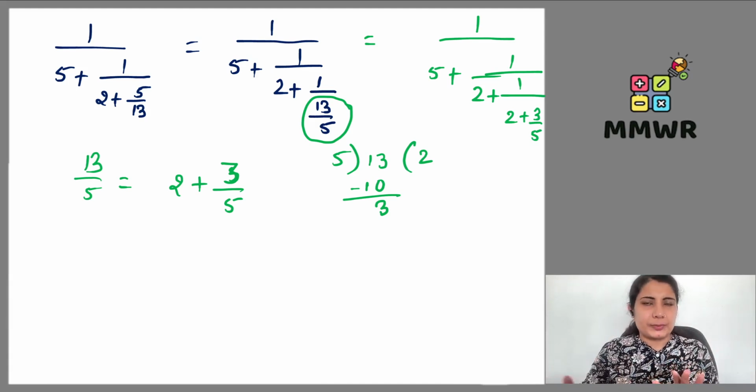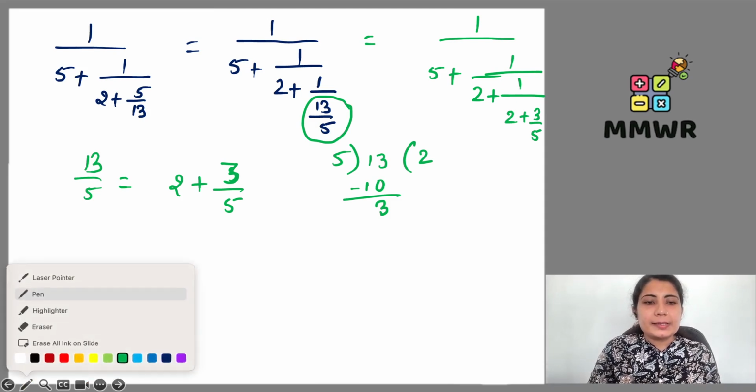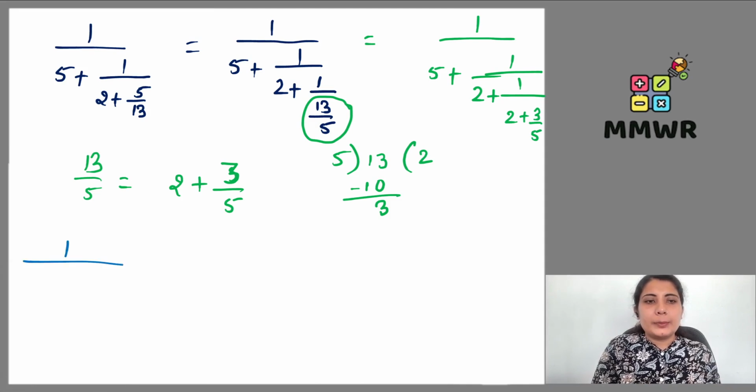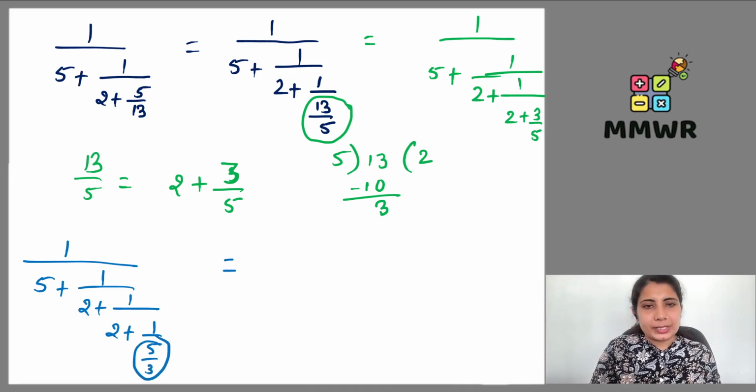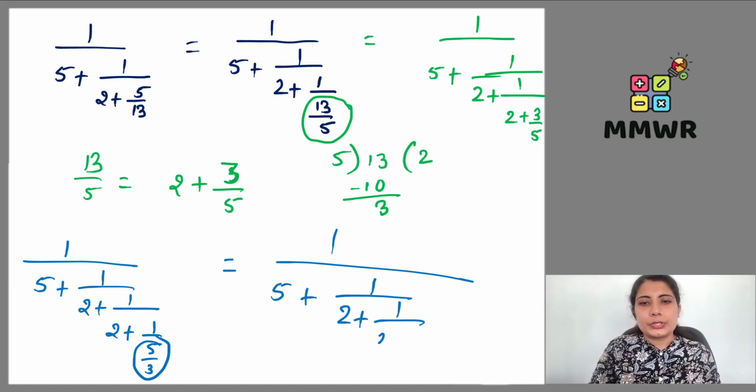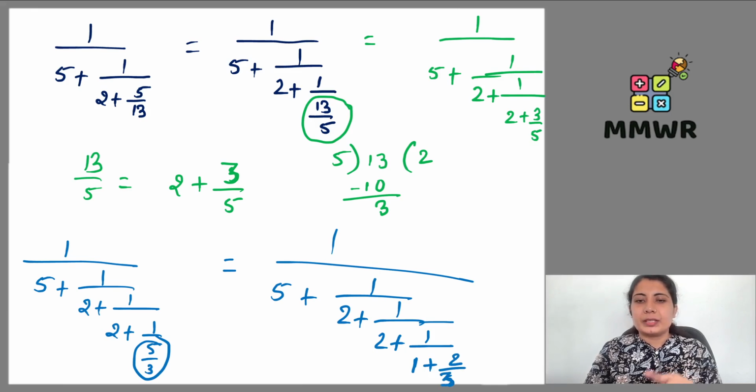Usually we have 3 to 4 steps only, but still we can do it furthermore. How will we do it? We can write this: 1 upon 5 plus 1 upon 2 plus 1 upon 2 plus 1 upon 5 upon 3. Now this 5 upon 3, I am not doing the division. I am directly writing the answer: 5 upon 3 can be written as 3 ones are 3, remainder 2. Yes, 3 plus 2, 5 upon 3 again I'm getting, right?